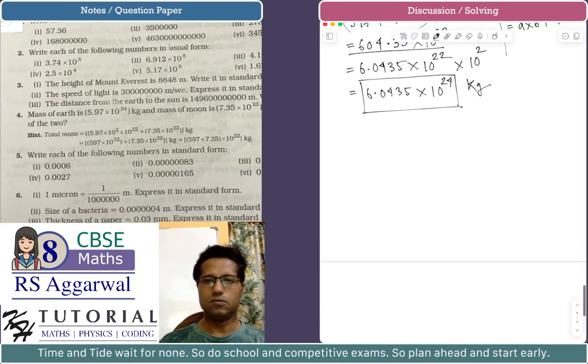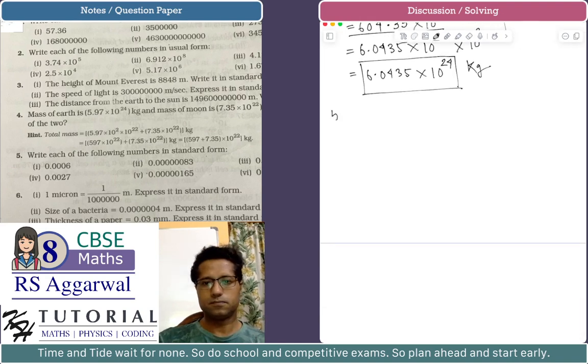Okay, let's do problem number 5. There are 6 parts. Write each of the following numbers in standard form. Okay, so these are very small numbers.